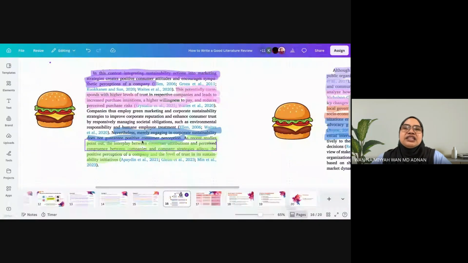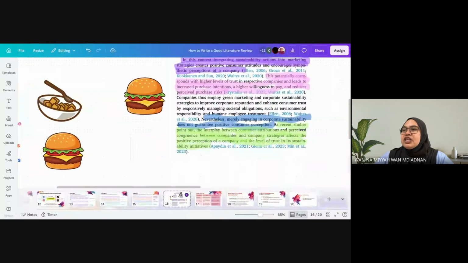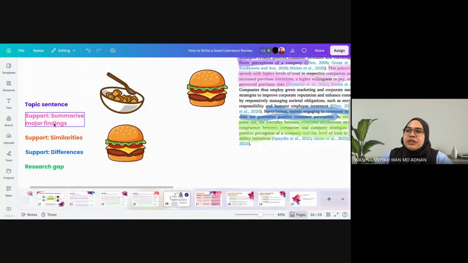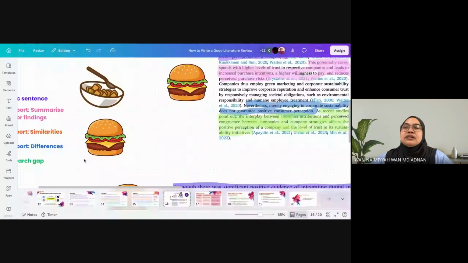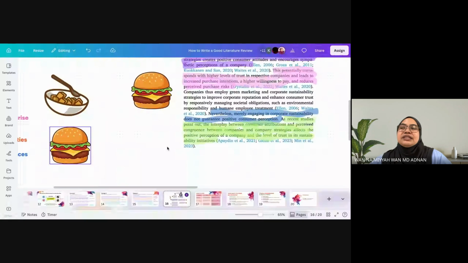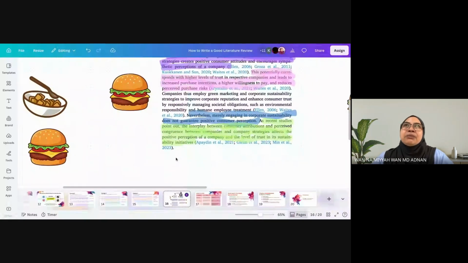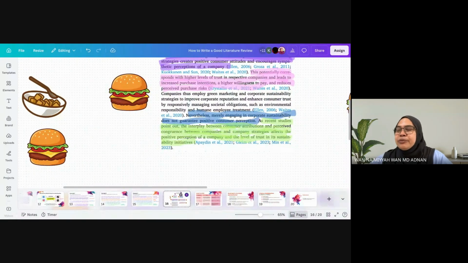Nevertheless, merely engaging in corporate sustainability does not guarantee positive consumer perception. As recent studies point out, this is a supporting detail for the blue one. Okay, so this is still blue. As recent studies point out, the interplay between consumer attribution and perceived congruence between company and company strategy affects positive perception and the level of trust. This is still the arguments. So this paragraph has a topic sentence, the supporting major similarities, and these two might belong together, and they have the supporting differences. The only thing they do not have is the research gap, but it's still considered as following the burger format. They're just missing the research gap a little bit, but it's still acceptable in academic writing because they followed the burger format.